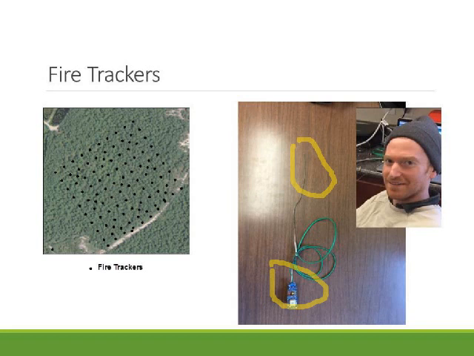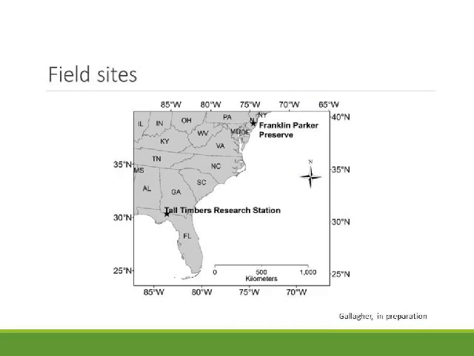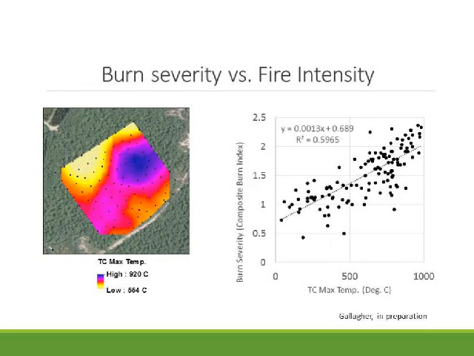That map on the left is just an image of how they could be deployed, or how they actually were deployed. So we actually used 2 field sites in New Jersey and a 3rd field site in Florida to test this approach. The one at Tall Timbers in Florida was a longleaf pine stand. And this map on the left shows fire intensity, or essentially it's peak temperature measured at those thermocouples, which we're using as a surrogate for fire intensity.